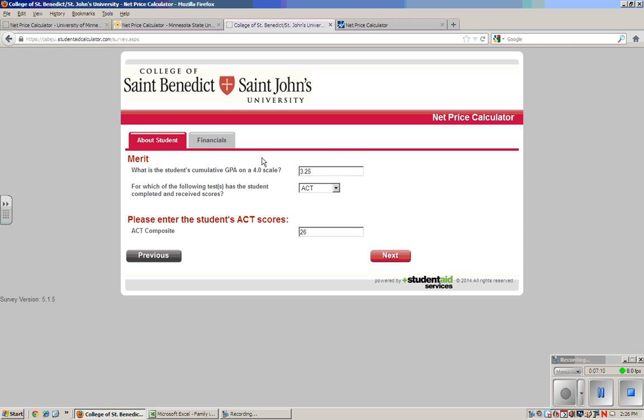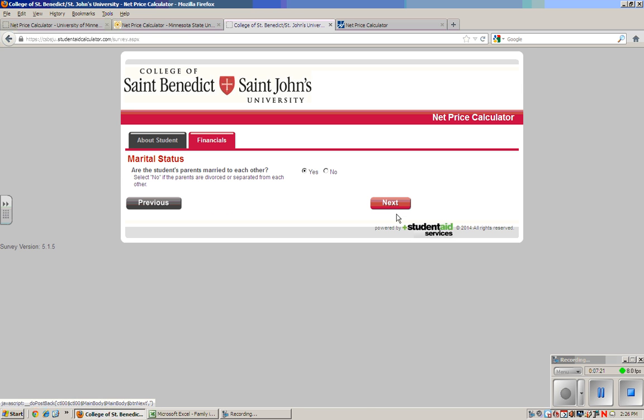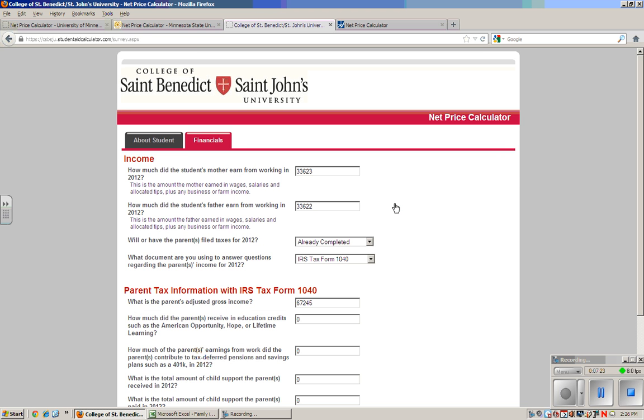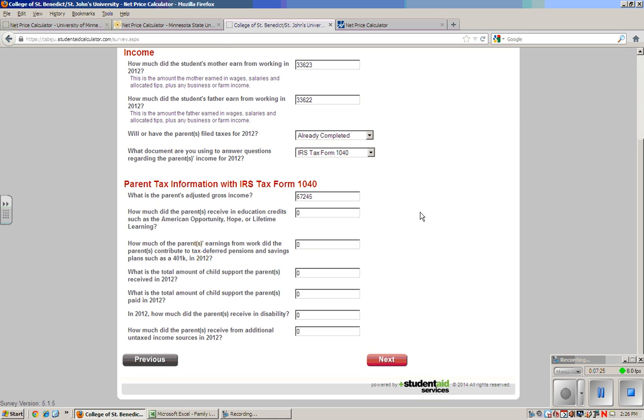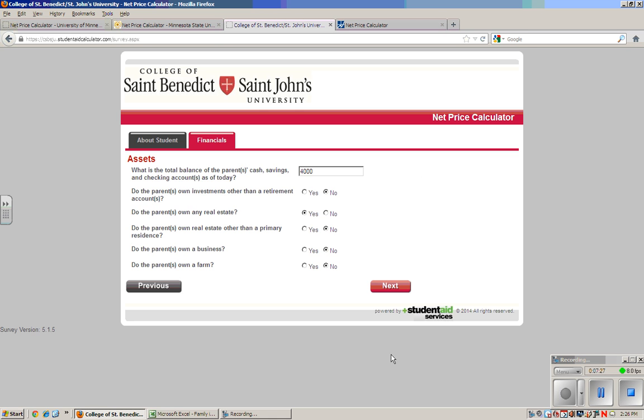Now on this one here, talking about merit aid. They're asking for your GPA and your ACT score. That's a little different than we've seen before. Marital status is the same. And then onto the financials. These are the same kinds of information that we saw on the other page.